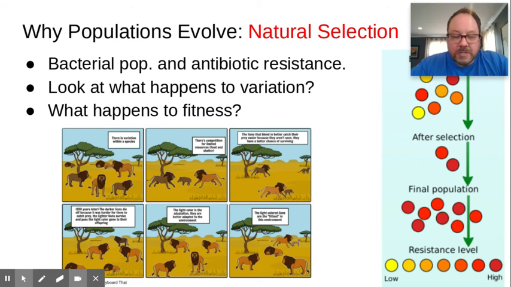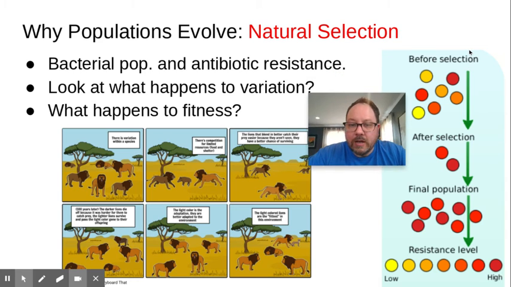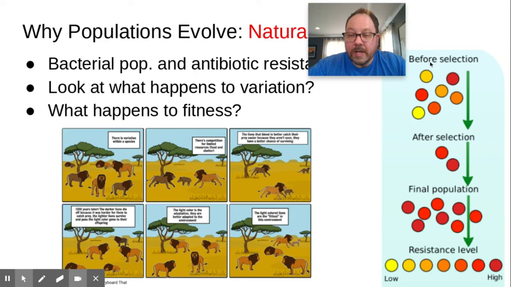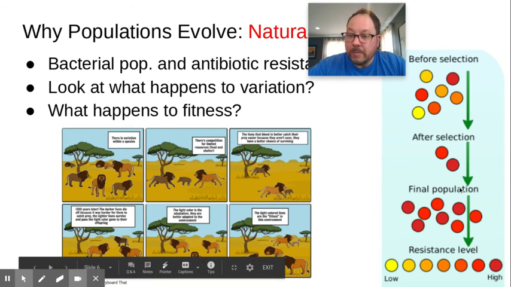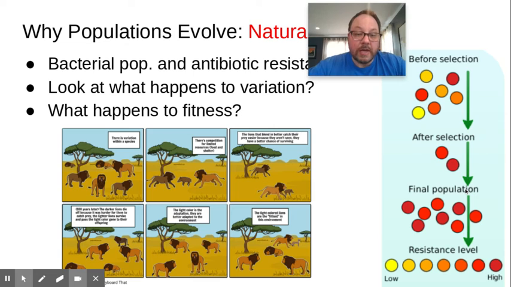Let's see, we've discussed bacterial populations and how they have evolved to resist antibiotics. So here you can see there's variation in the population, right? You have mutations, which create variation. Nature influences who survives and who doesn't, and so the population will change over time. So what that does is it shrinks down variation, but fitness improves.